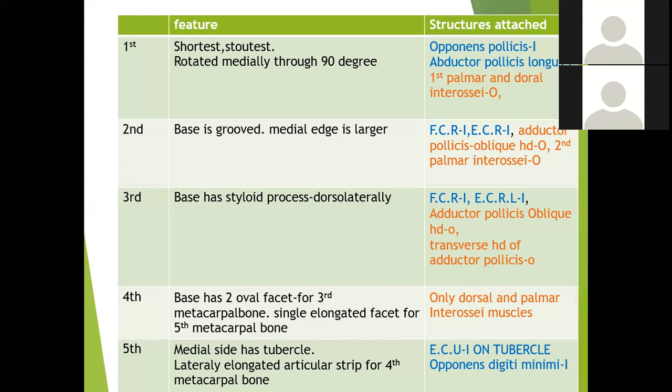Next one is the fifth metacarpal bone. In the fifth metacarpal bone, we can see extensor carpi ulnaris is inserted. And next one is opponens digiti minimi, it is again inserted. So two muscles are inserted in the fifth metacarpal bone.